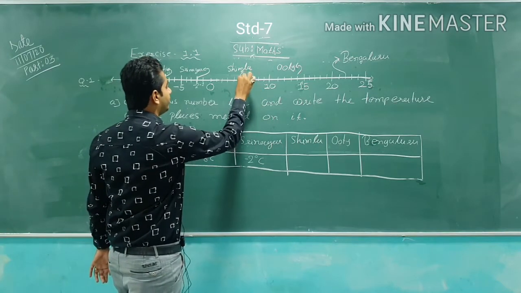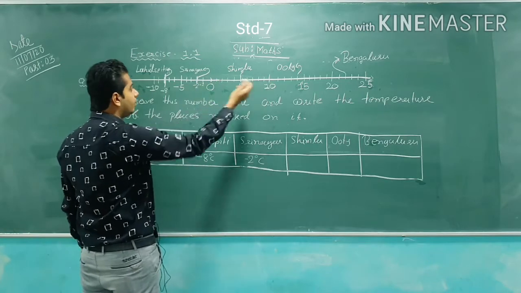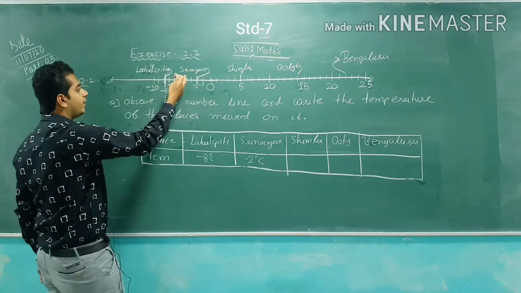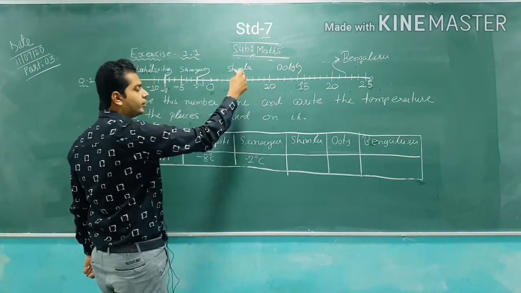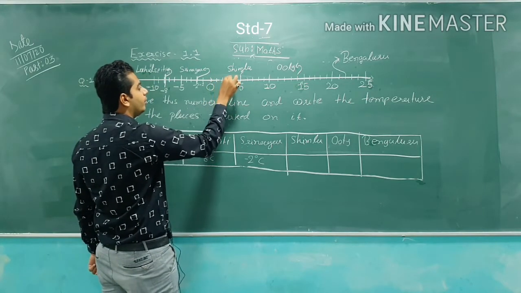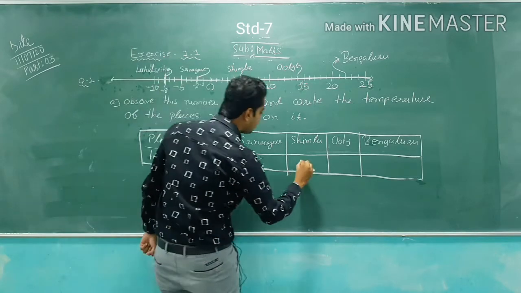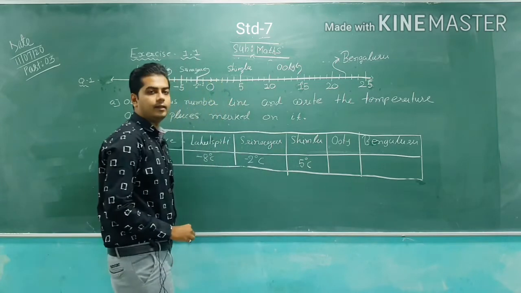Same as Simla. What is the temperature of Simla? Now see, Simla is on the right side of the 0, and Lahaul Spiti and Srinagar are on the left side of the 0. So that is the negative temperature here, and this side Simla is on the right side, so positive temperature here. See 0, 1, 2, 3, 4 and that is 5. So what is the temperature of Simla? Positive 5 degrees Celsius. Easy.